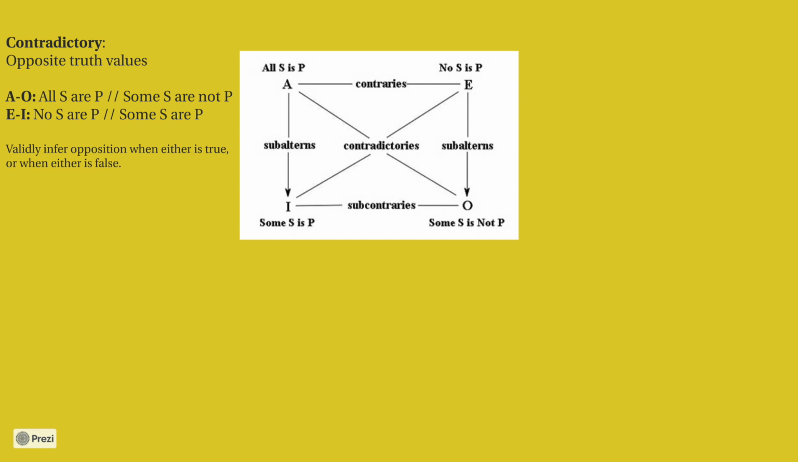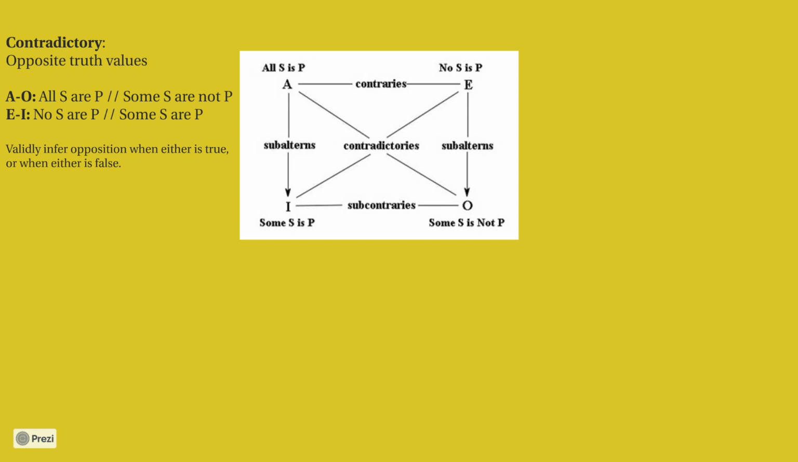Likewise, if some S is P, it cannot be the case that no S is P. So with our contradictory propositions, we can validly infer opposition when either is true or when either is false. And so our four corners form our contradictory relationships. But then Aristotle points out that there are other relationships as well.